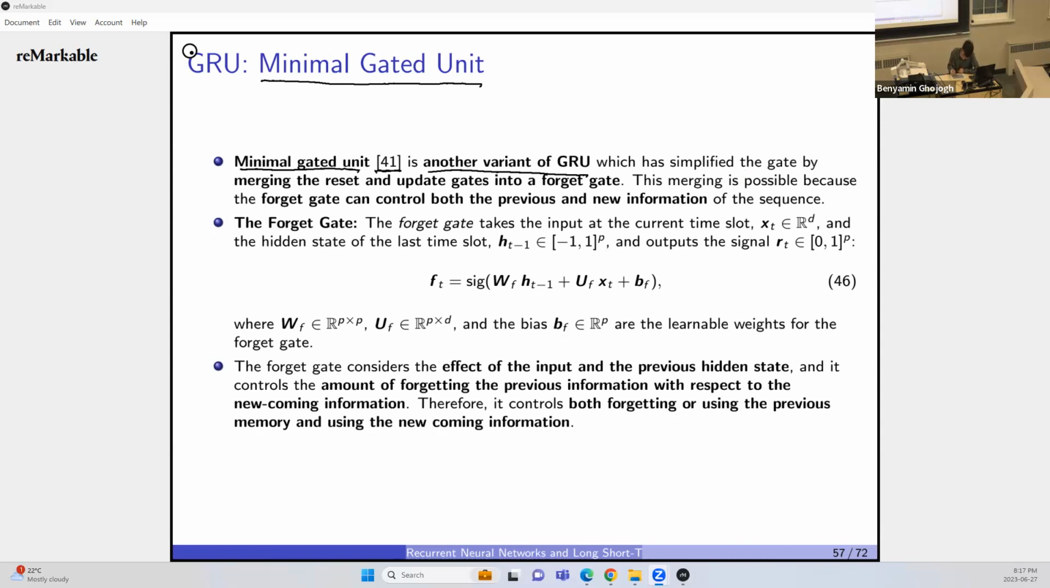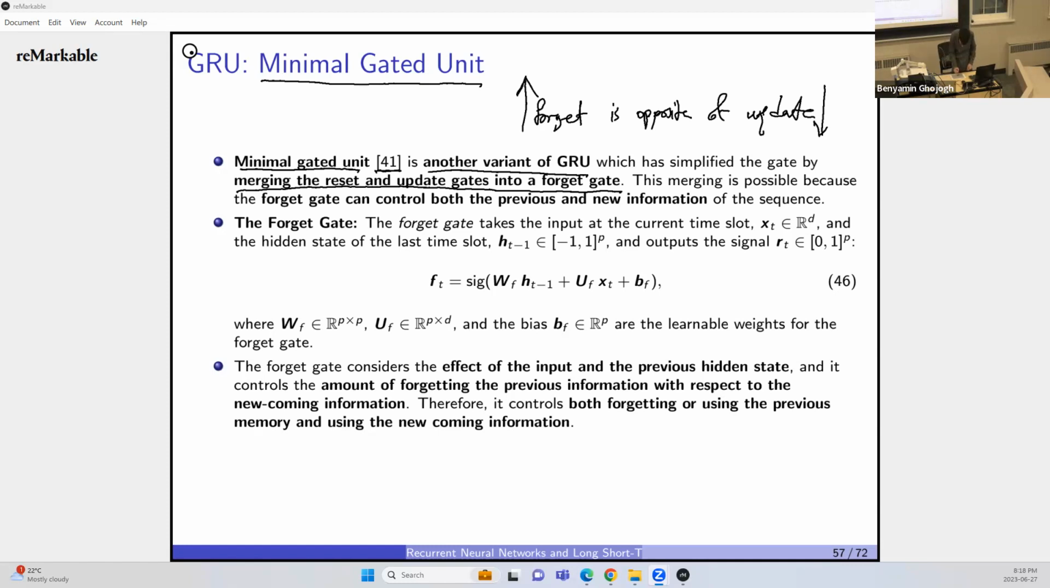What does it do? It merges the reset and update gates into a forget gate. Do you know what is the philosophy behind that? Because forget is the opposite of update. So the more forget I have, the less update I should have. So I can merge them into one thing. Why do I need two things? They're opposite, they're related to each other.